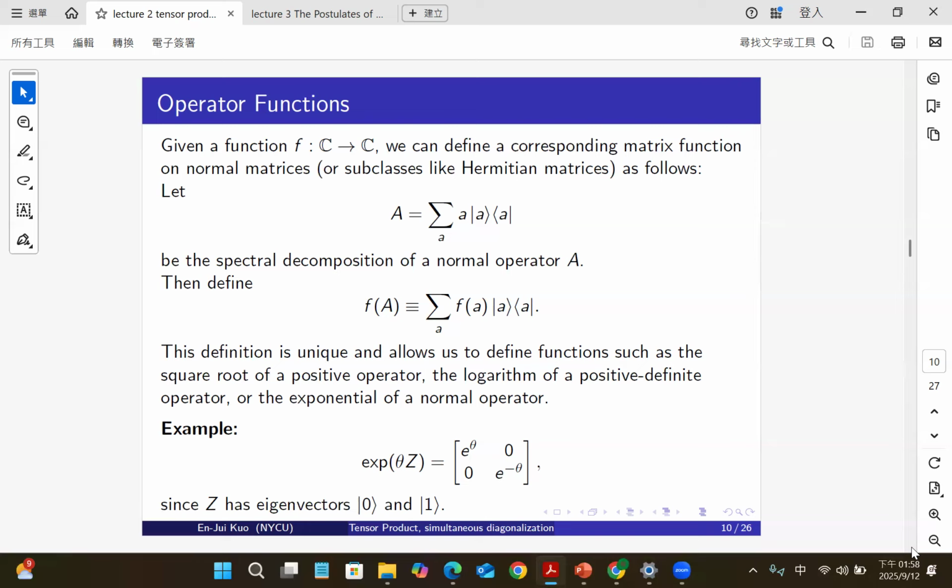For this example, let's say you can compute the exponential of theta times a Pauli matrix. For Pauli Z, which is diagonal with entries 1 and minus 1, the exponential of theta Z is trivial: we just apply the exponential to each diagonal entry. By definition, because these are diagonal, the function is simply applied to the eigenvalues, just changing Z to its eigenvalue.